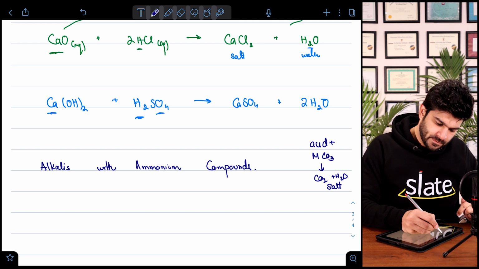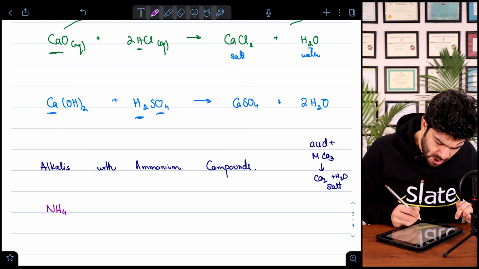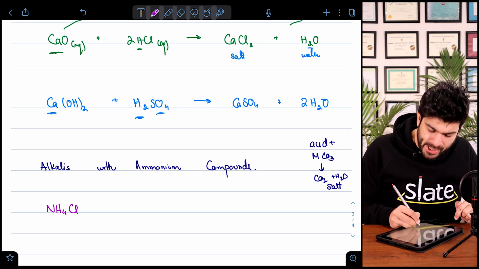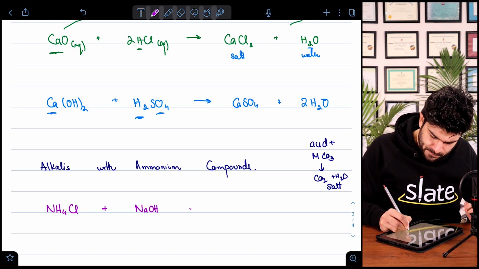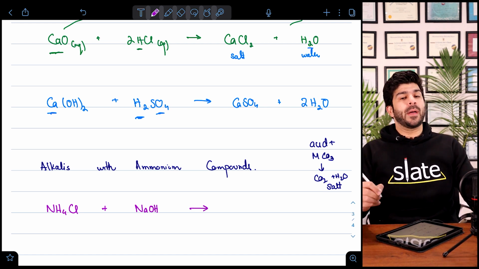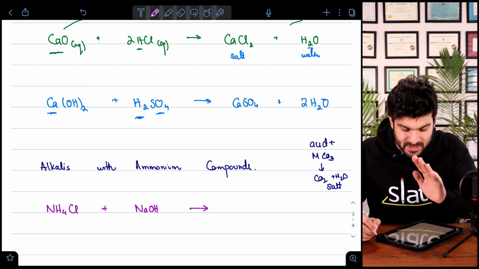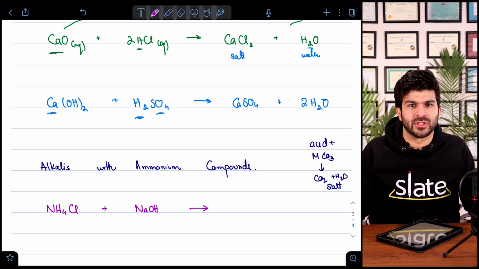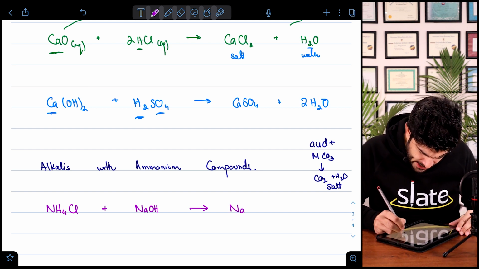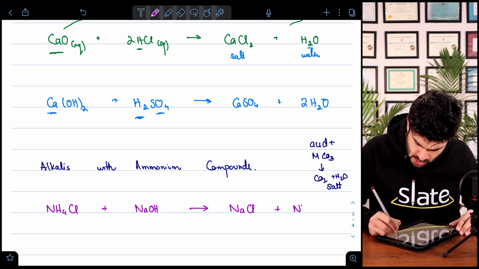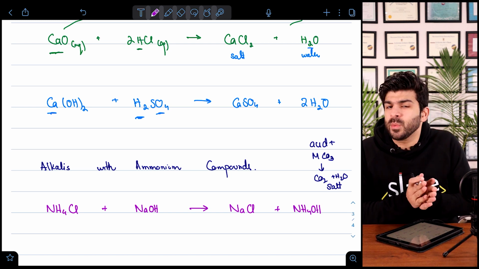In this case, we take an ammonium compound. For instance, ammonium is +1, chloride is -1, ammonium chloride plus sodium hydroxide. So what will happen here? Apparently, students do that. It's a common mistake. They do a displacement reaction, exchange two things. For instance, they would just do it like NaCl plus ammonium hydroxide. There is nothing wrong with the equation.